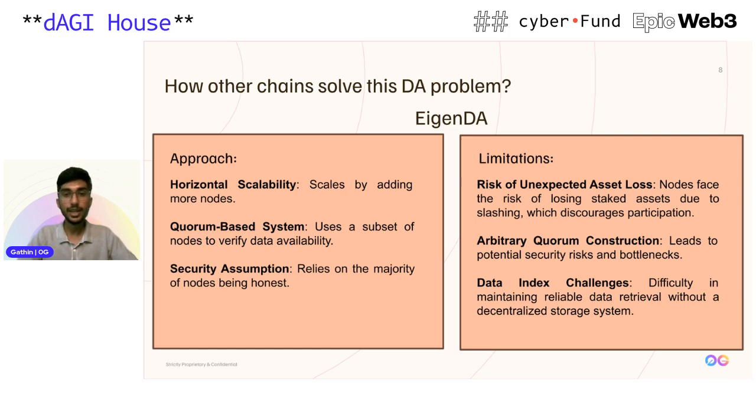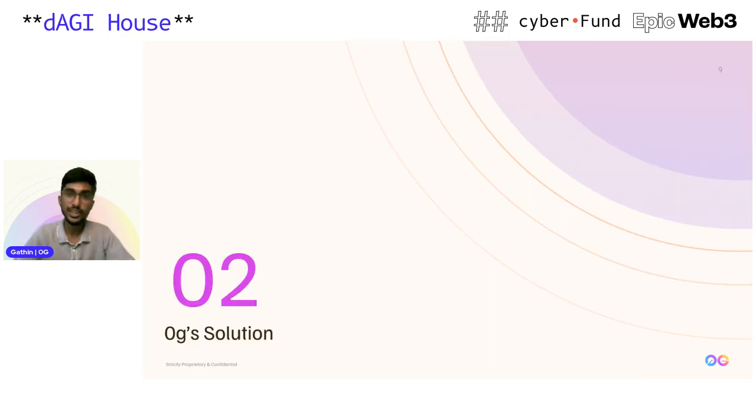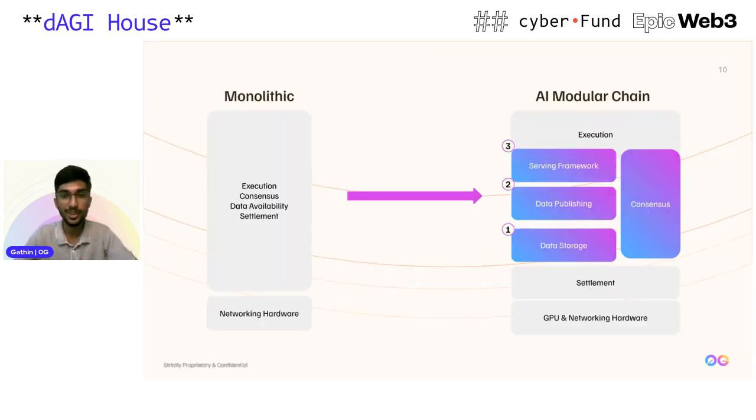Difficulty in maintaining reliable data retrieval without a decentralized storage system. As I told you, 0G has a storage layer above which the data availability layer is present, but that is not the case in EigenLayer. They don't have a proper storage layer under them, which causes problems in data indexing. If there is a problem in data indexing, future retrieval of data might be very difficult. So now we get to the most interesting part of this session, which is how 0G solves this problem.